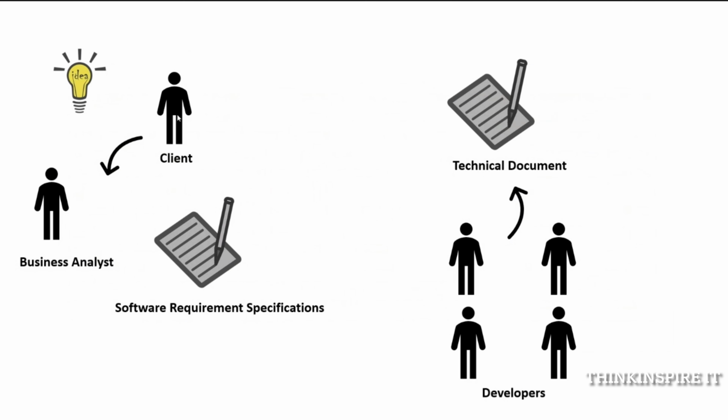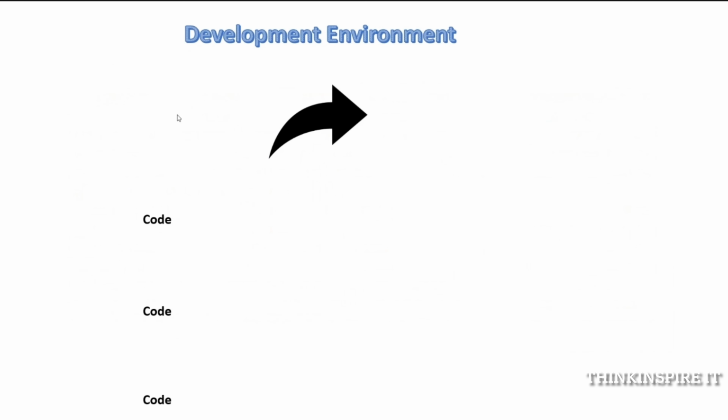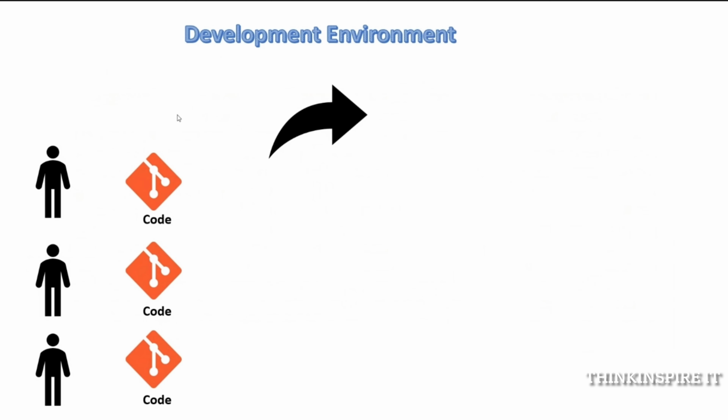Once the technical document has been drafted, at that point the coding will get started. Okay, so the requirement phase is finished, then the planning phase is finished. Now the next phase is the development environment, the development phase.